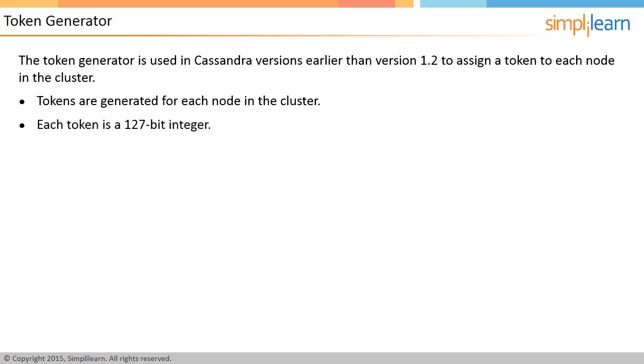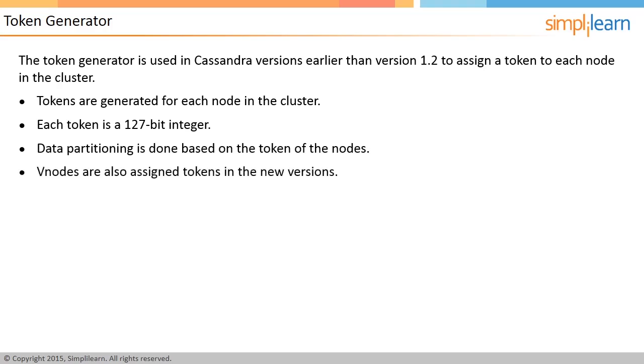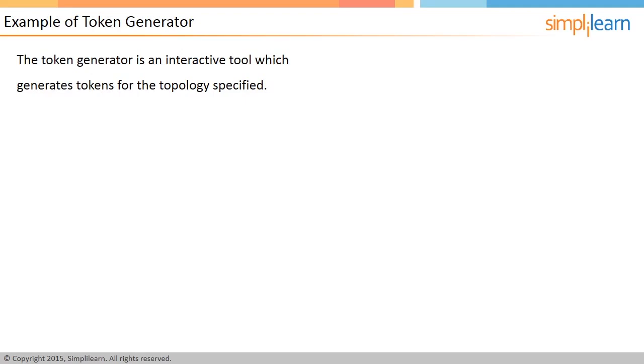A token in Cassandra is a 127-bit integer assigned to a node. Data partitioning is done based on the token of the nodes as described earlier in this lesson. Starting from version 1.2 of Cassandra, vnodes are also assigned tokens, and this assignment is done automatically so that the use of the token generator tool is not required. The token generator is an interactive tool which generates tokens for the topology specified.